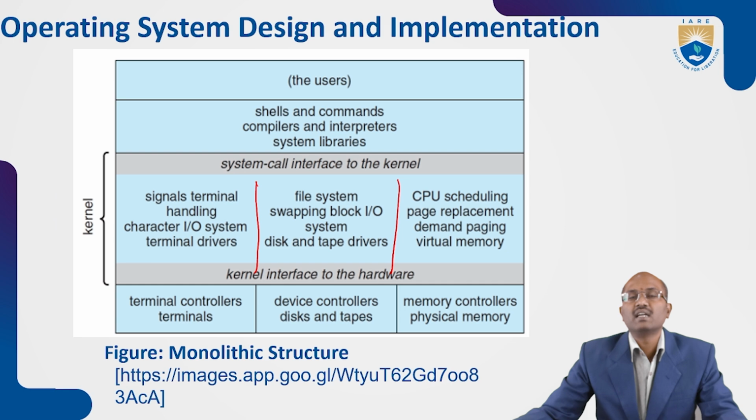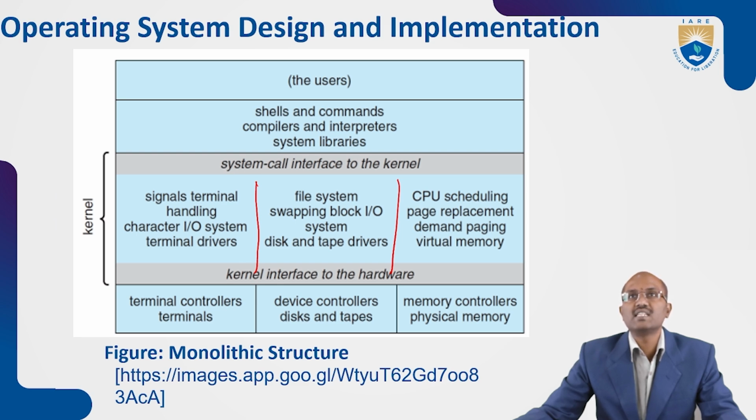This hardware is connected to the terminals by the terminal controllers, to the disks and tapes by the device controllers, and to the physical memory by the memory controllers. This is the hardware of the core part of the operating system. The kernel is the core part of the operating system. The innermost layer of the operating system is the kernel. This kernel is surrounded by the layer above it, which is the shell.